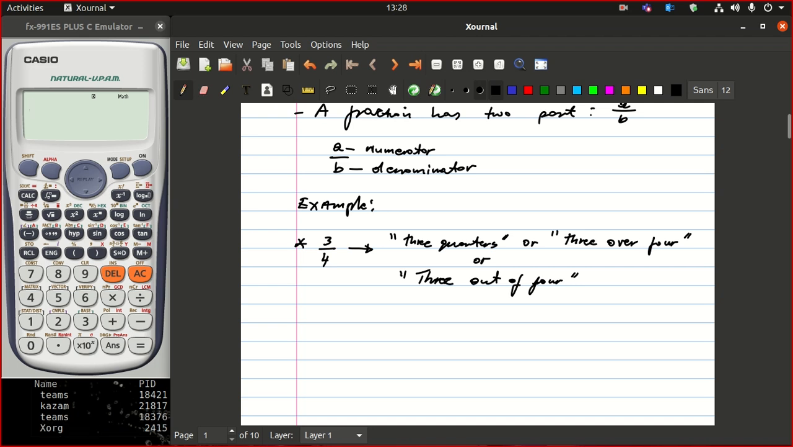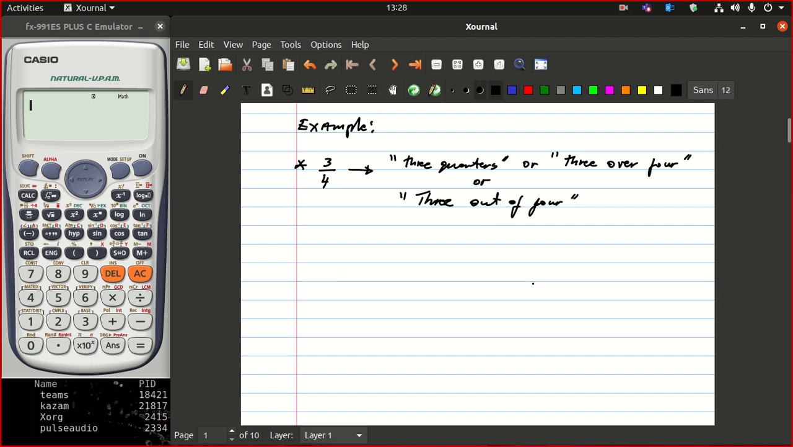So what does this simply mean? Let me give you a simple example here. The meaning of this is that there are three out of 4 equal parts. So equal parts.